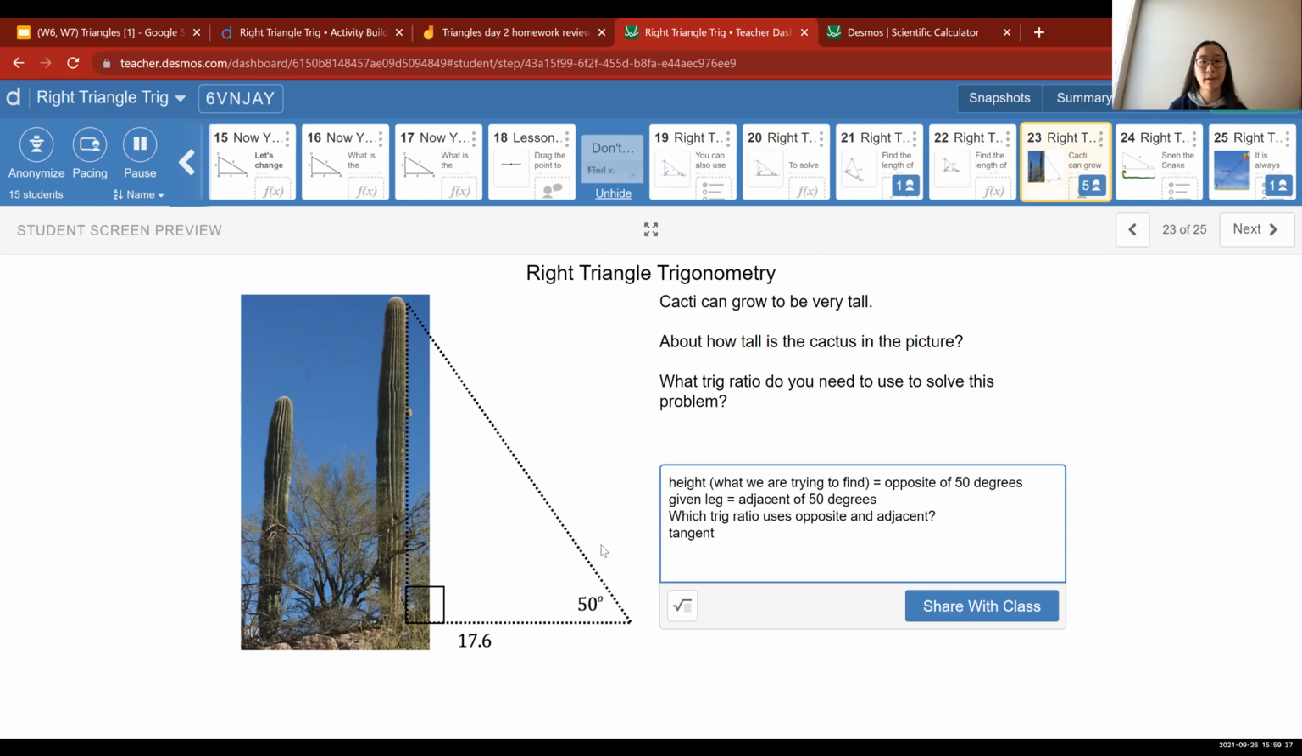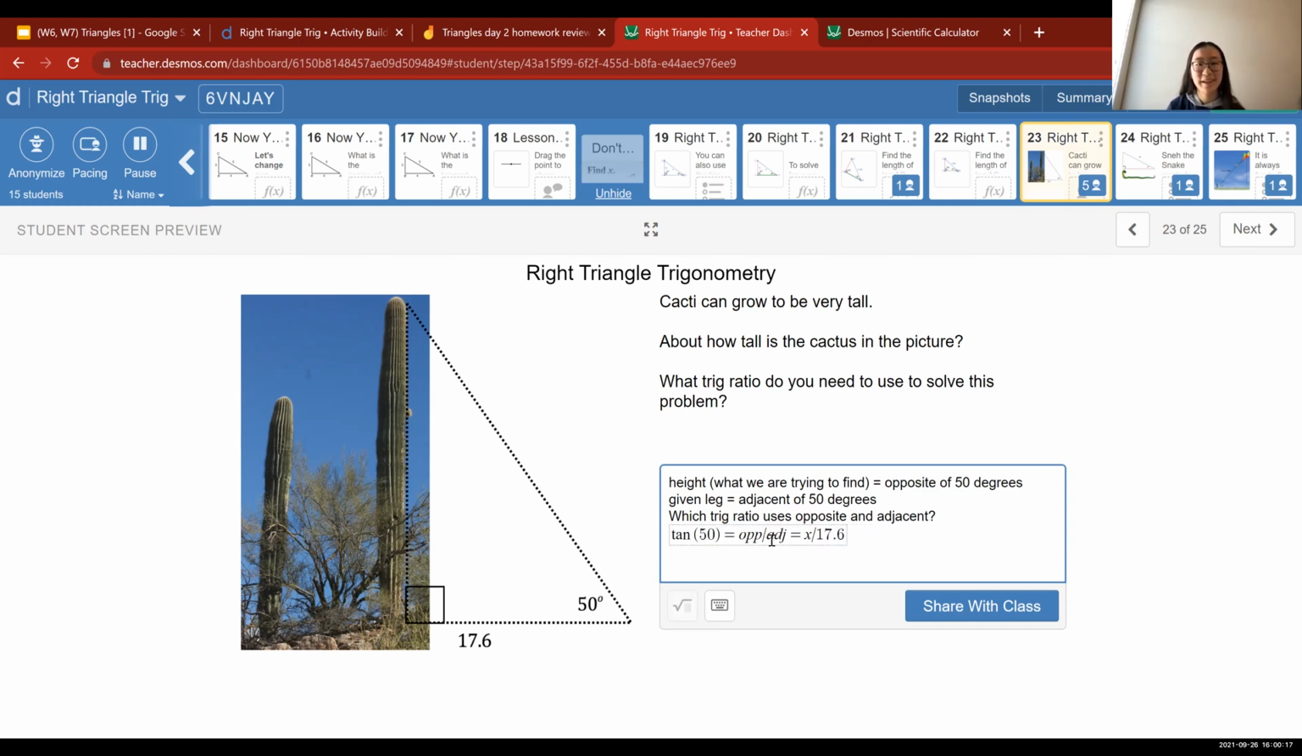Once you figure out which you should use, sine, cosine, or tangent, you do that of the reference angle. So we're going to find the tangent of 50 degrees because that's the reference angle here. And what is tangent? Tangent is opposite over adjacent. Remember SOH CAH TOA. We know that the adjacent side of this triangle relative to 50 degrees is 17.6, and the side we're trying to find is the opposite side. So we're going to call that x because we don't know what it is, and now you have your equation.